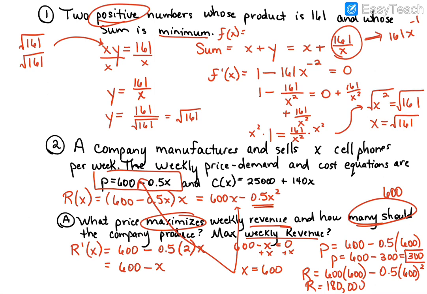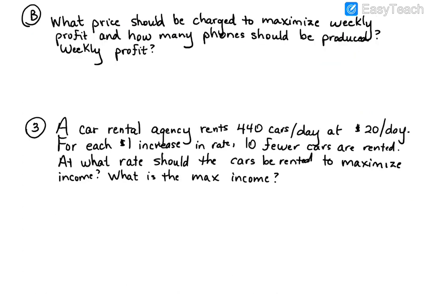Now, as I go to part B, they're going to be talking about the profit. And so before I flip to the next screen, remember your profit is equal to your revenue minus your cost. So my profit is my revenue minus my cost. So for my revenue, I have this, and for my cost, I have this. So when I flip to the next screen, I'm going to take my revenue function, which is this, and I'm going to subtract my cost.